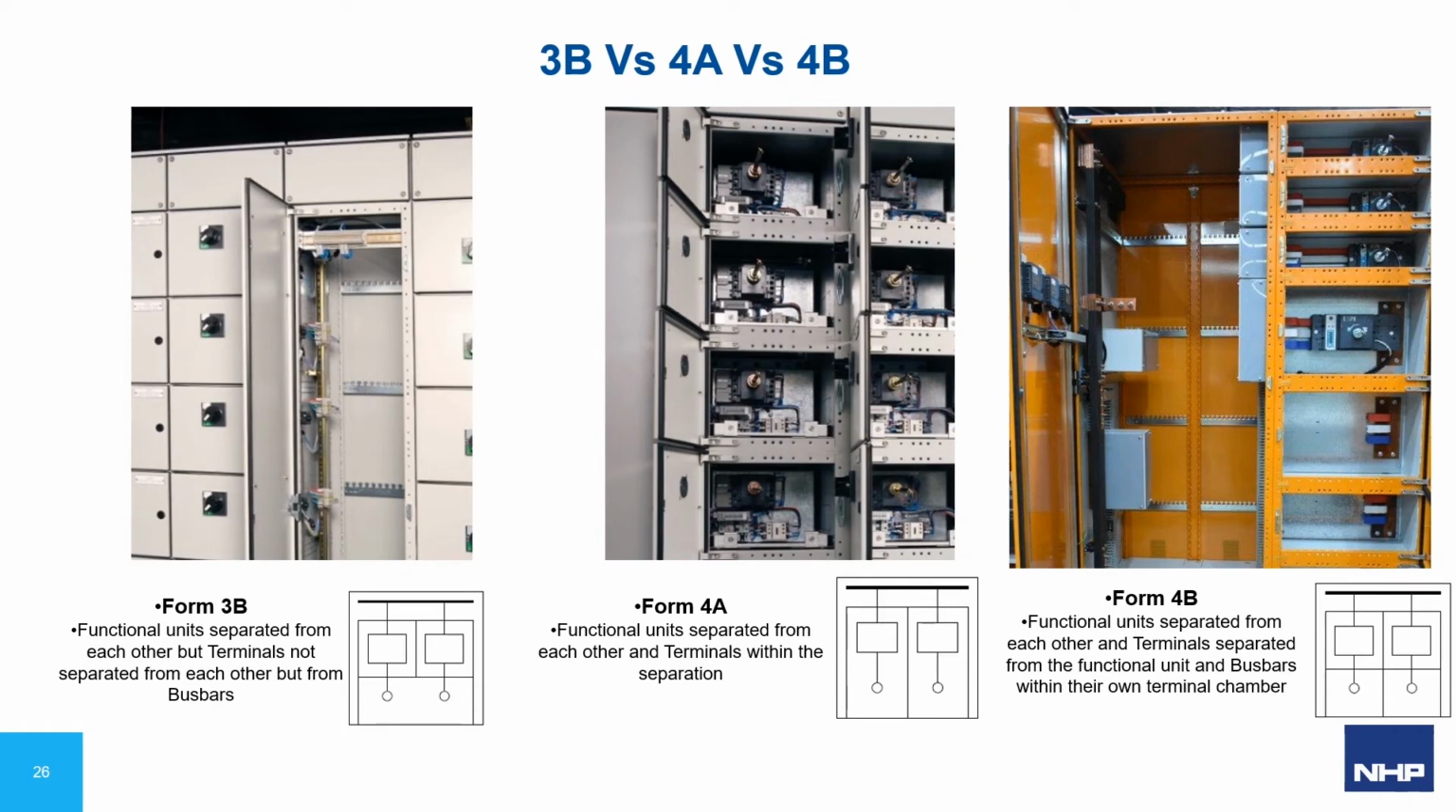As means of comparison, we can now see the three forms in standard construction side by side. Form 3B with terminals open in a cable zone, Form 4A with the terminals housed with the functional unit, and Form 4B with terminals separated from the functional unit in the cable zone with individual IP2X covers.